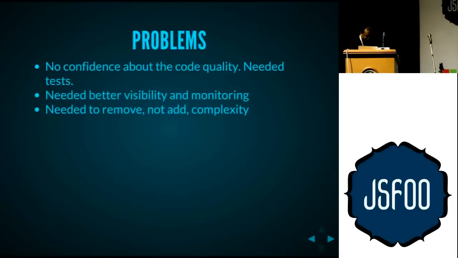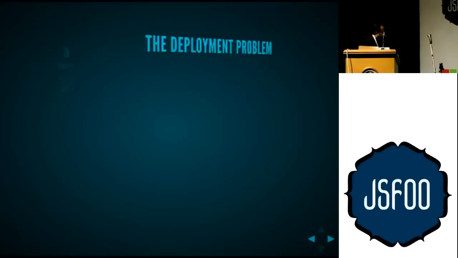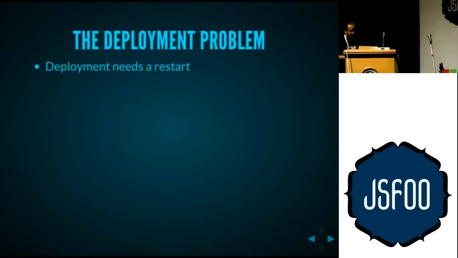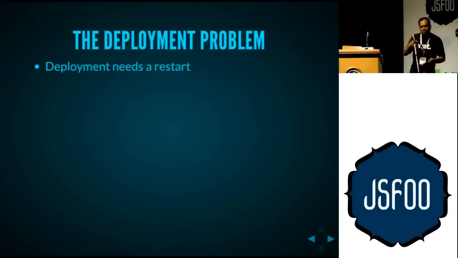I'm a huge fan of keeping things simple. So I wanted to remove complexity from the app rather than adding complexity as much as possible. Just because I want to scale up the architecture does not mean I'm going to make it far more complex. In fact, by scaling up the architecture, if I could make it simpler, that would be preferable. And of course, the last problem was about deployment, which I'll talk about in some amount of detail. First of all, when you deploy a new Node app, it requires a restart. Your server has to take a little bit of a downtime to do a restart, and downtimes are bad, we know that.